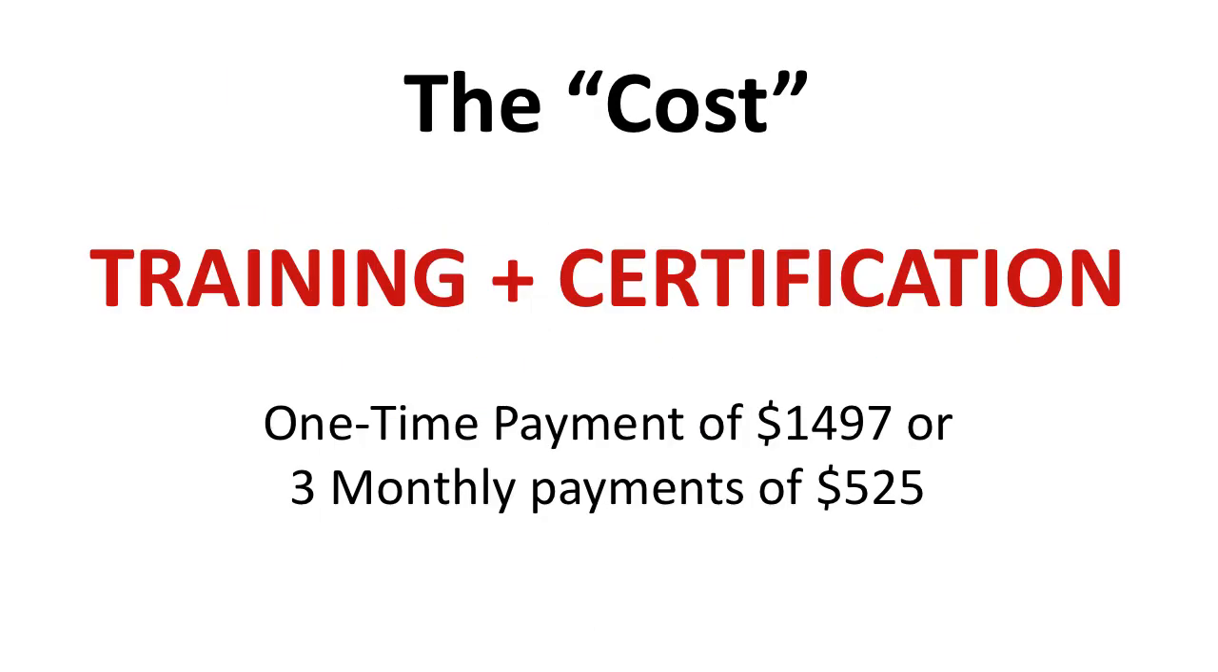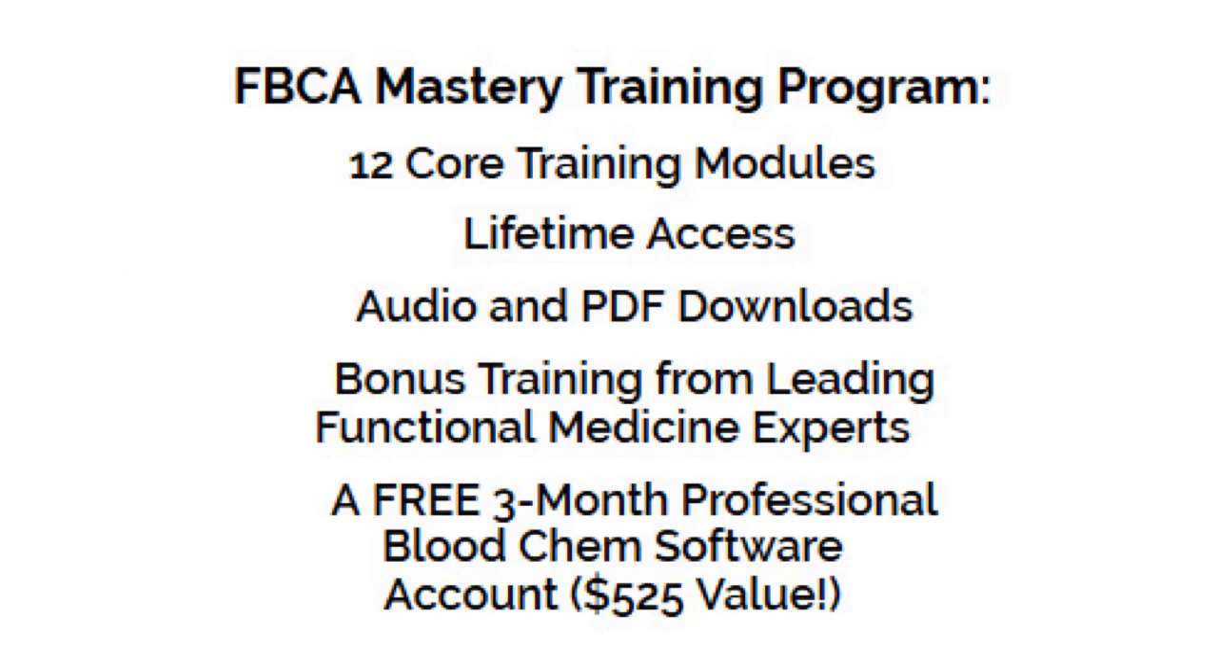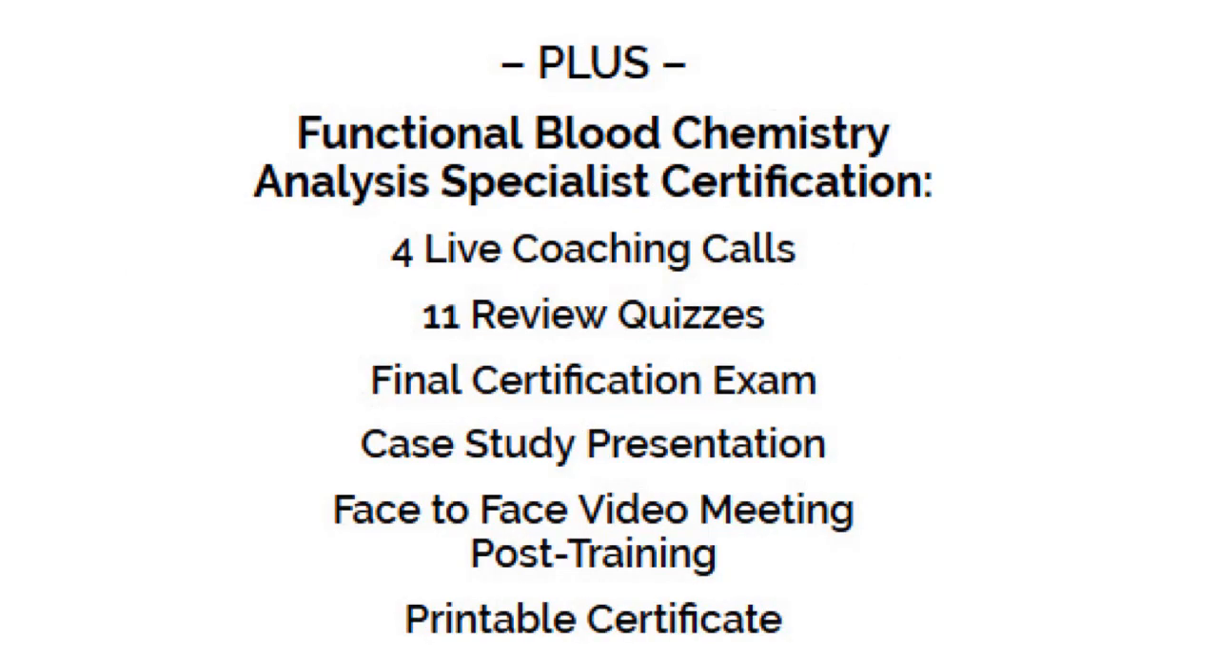And for those of you who want to get certified in this work and join our growing tribe of functional blood chemistry specialists, then for the first time ever, I'm offering a certification track. The certification track is a one-time payment of $14.97 or 3 monthly payments of $5.25. For the certification, you get all of the training program, plus you become a functional blood chemistry analysis specialist. You get a certification. We're going to do 4 live coaching calls, where you get to ask questions throughout the training. There are 11 review quizzes at the end of each section, and there's a final certification examination.